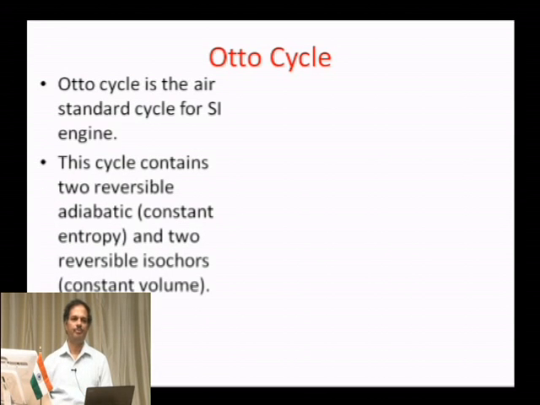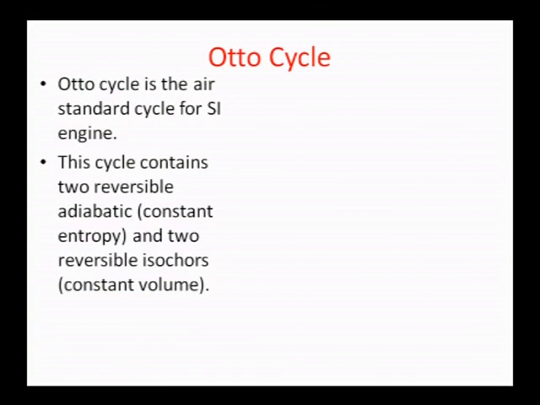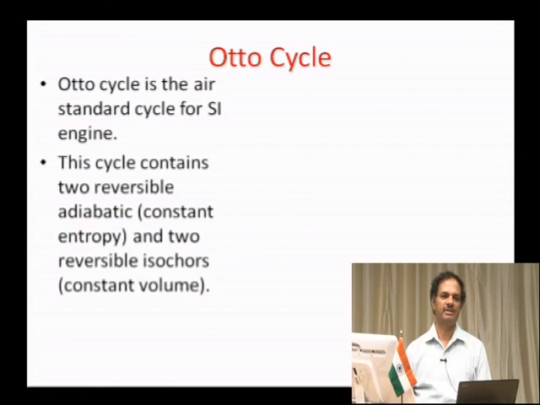Now, the Otto cycle is the air standard cycle for the spark ignition engine. SI engine means spark ignition engine. So, all petrol engines, that is spark ignition engines, work on the principle of the Otto cycle. This cycle contains two reversible adiabatic processes, that is constant entropy, and two reversible isochoric processes, that is constant volume processes. That means four processes constitute the cycle.